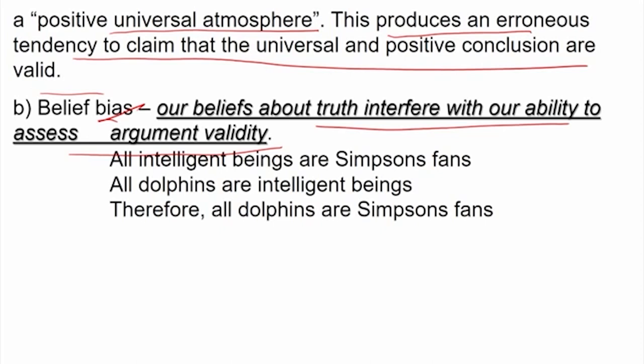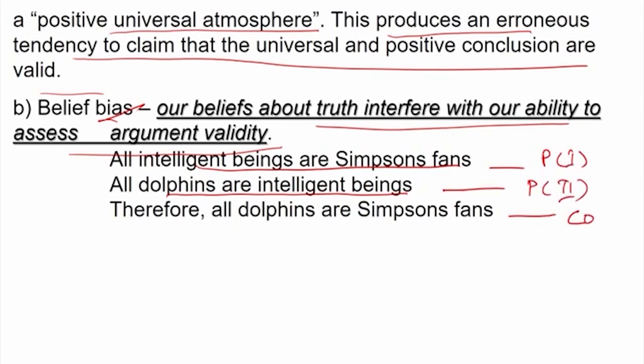For example, look at these statements. All intelligent beings are Simpson fans. All dolphins are intelligent beings. Therefore... So this is premise 1 positively stated, this is premise 2 positively stated, and this is my conclusion, which is again positively stated. But the moment you give this conclusion to people, they will say that this is not valid. Why? For statement 1, they look at the validity. For statement 2, they look at the validity, and as soon as they look at this, dolphins are intelligent beings, it is valid. And it is true too.